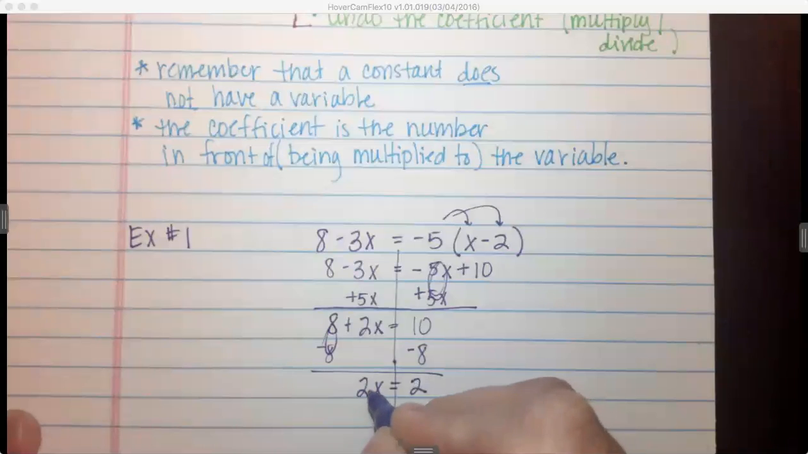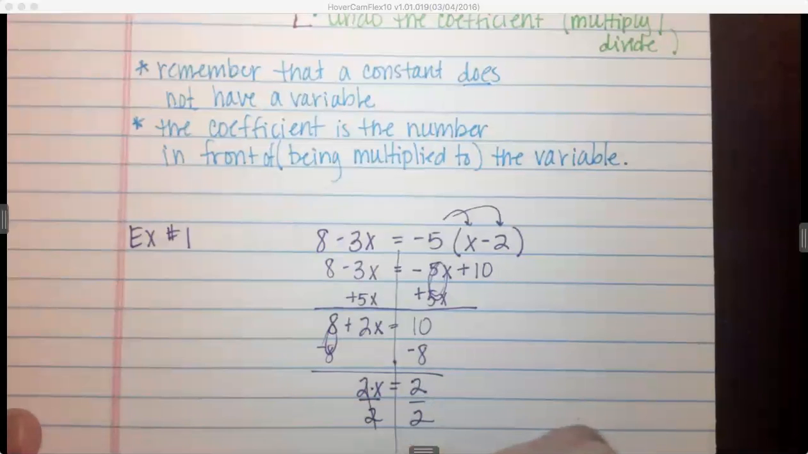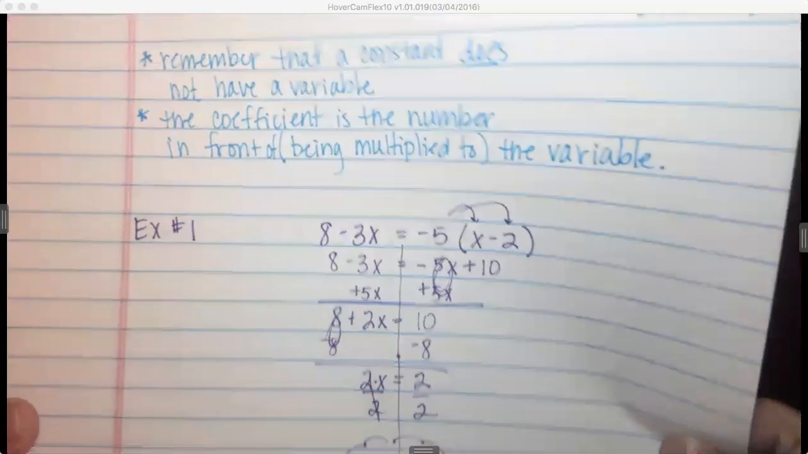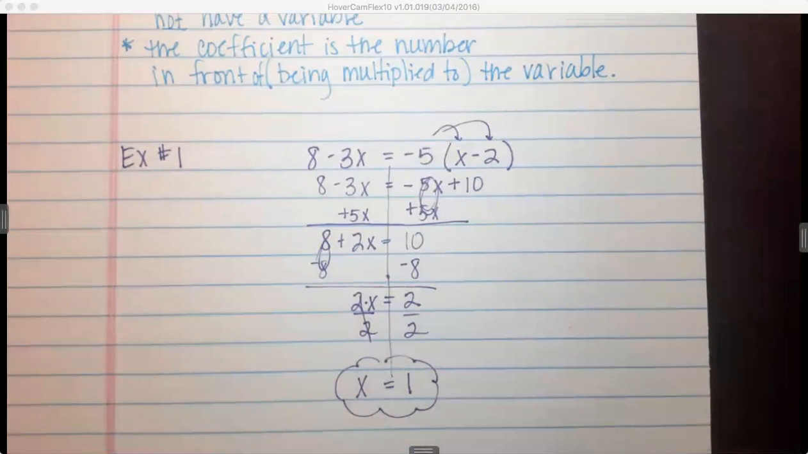2 and x, they're multiplying. I can tell because I can put my pen between them, and there's that dot. That means multiplication. There's no plus sign. There's no minus sign. So I'm going to divide by 2, and I get x equals 1.